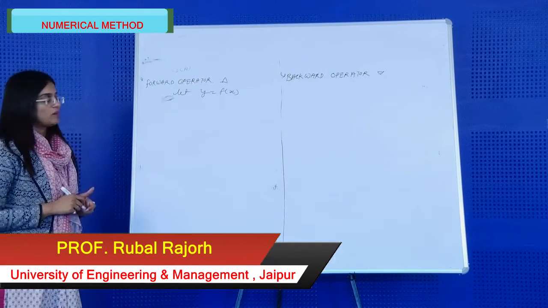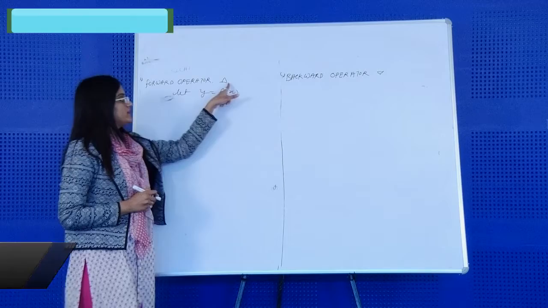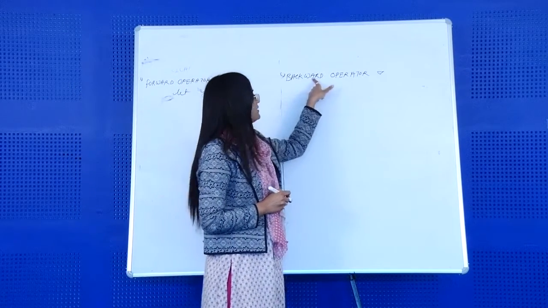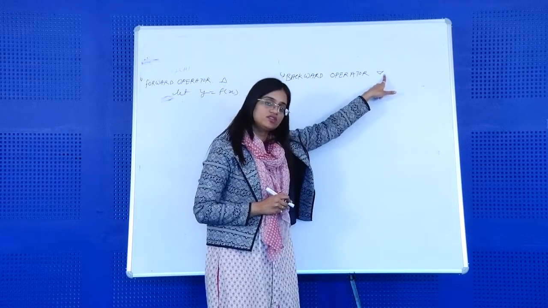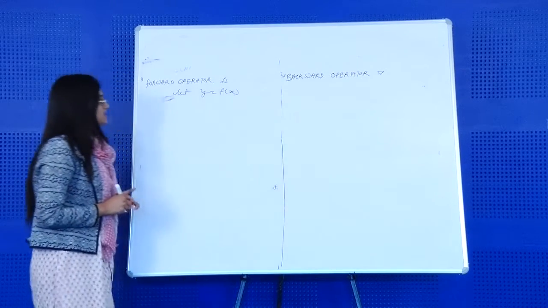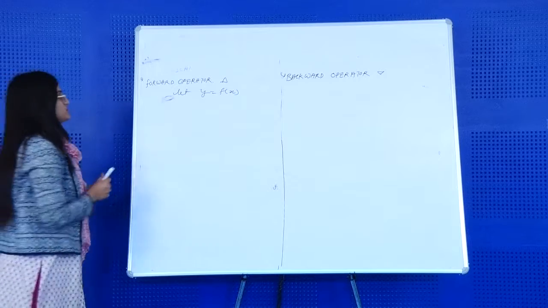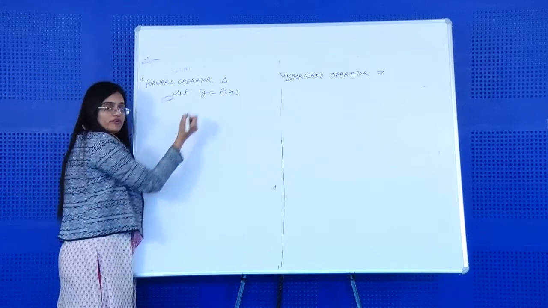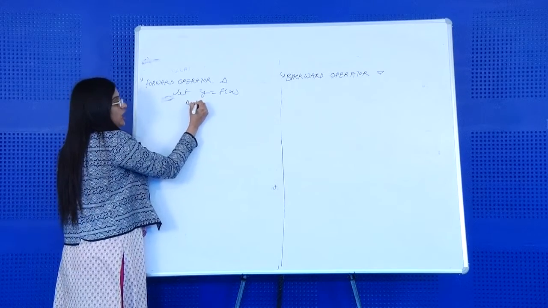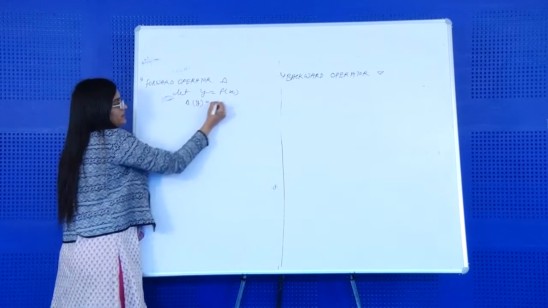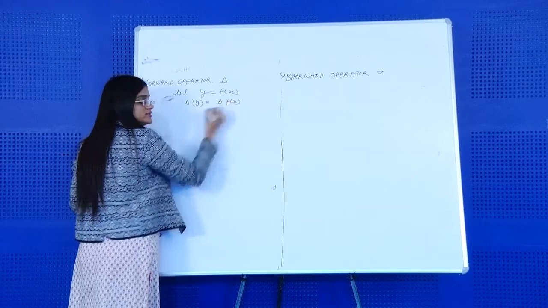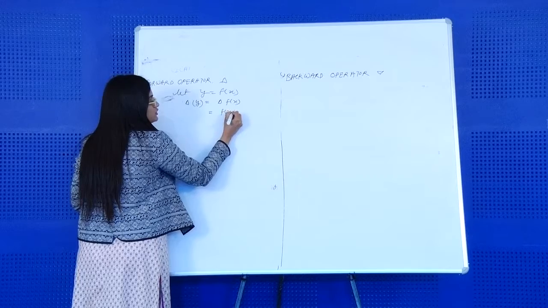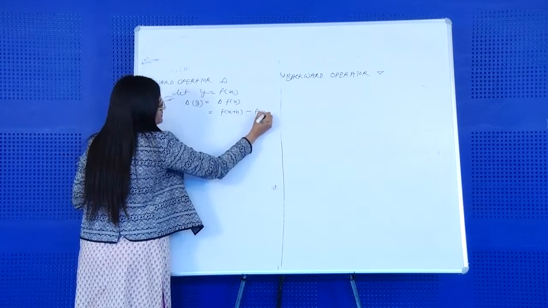So there are other operators: the forward operator, which is your delta symbol, and the backward operator, which is your nabla symbol. I start with the forward operator, which is your delta symbol. Let y equal f of x. If I apply delta on f of x, delta of f of x is f of x plus h minus f of x.